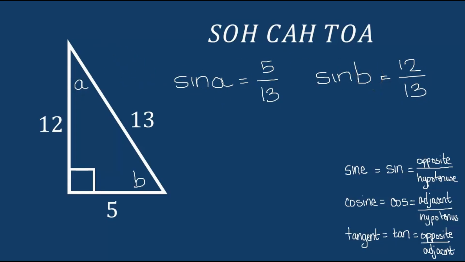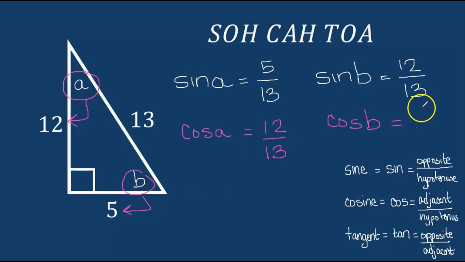Now let's find cosine. Cosine is adjacent over hypotenuse. So if this is the angle that we're orienting to, adjacent means right next to it. So this one is going to be 12 over 13. And the cosine of B, right next to B, is 5. So this is going to be 5 over 13.